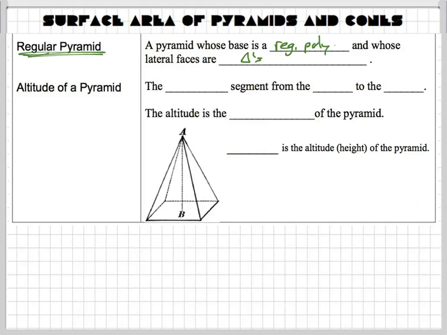The altitude of a pyramid is the perpendicular segment from the base to the apex. Look at my apex. The altitude is the height. AB in this picture is your altitude, the height. See, there's the apex right there, the point at the top of the pyramid. Notice that your height goes straight to the middle of the base.